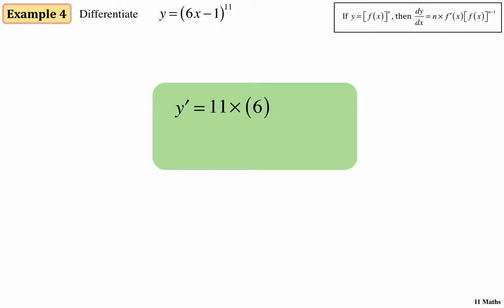And then we rewrite that bracket as is, except the power is decreased by 1. So we get 6x take 1 to the power of 10. Now that 11 times 6 out the front becomes 66, and we've differentiated the whole question using the chain rule quite quickly. A whole lot easier than expanding that bracket out 11 times.